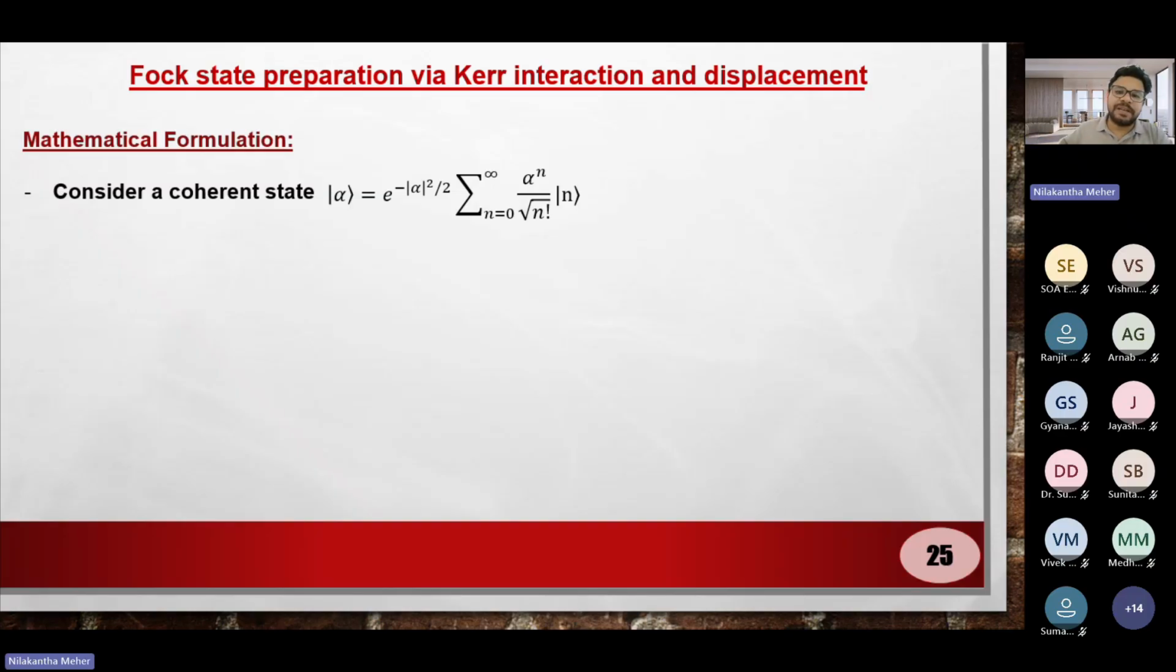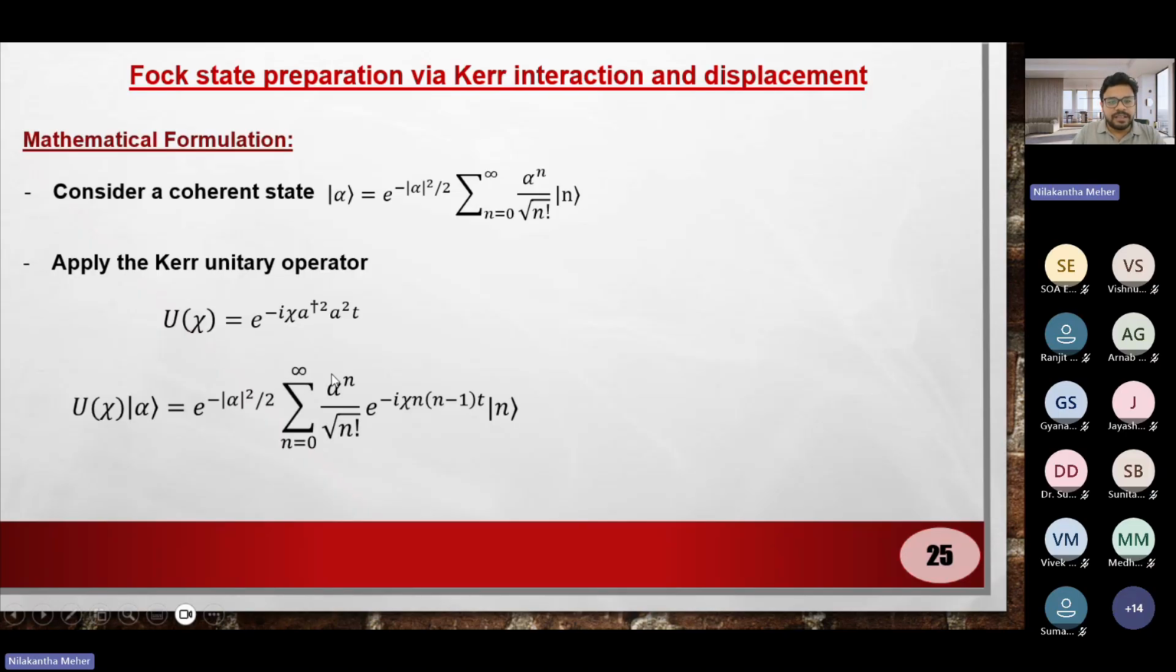So let us check the mathematical formulation first. Let us consider a coherent state, and we know that a coherent state is the superposition of all the number states. There is no definite photon number. It has a distribution, that is a Poissonian photon distribution. Now we apply the Kerr unitary operator, that is exponential of a dagger square a square. This is the Kerr unitary operator. Of course, I will discuss the experimental feasibility, but let us do the mathematical formulation first. So you apply this Kerr unitary operator on the coherent state, and this is the calculation.